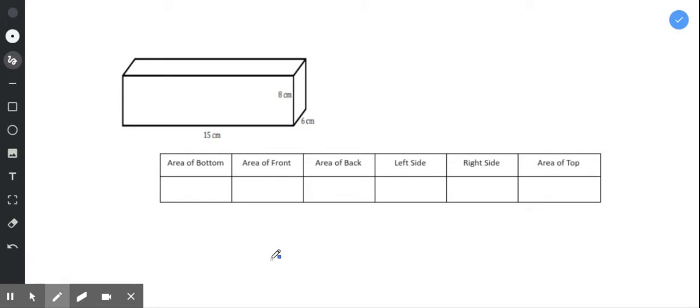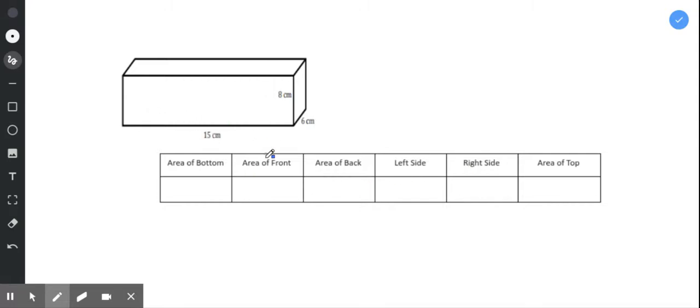In lesson 11, we're going to come up with a formula for the surface area of a rectangular prism. Instead of having to draw out a net like we did in the previous unit or previous lessons, we're going to see if there's any patterns that we can see to come up with a formula. So we're going to fill up this table that has all the sides.